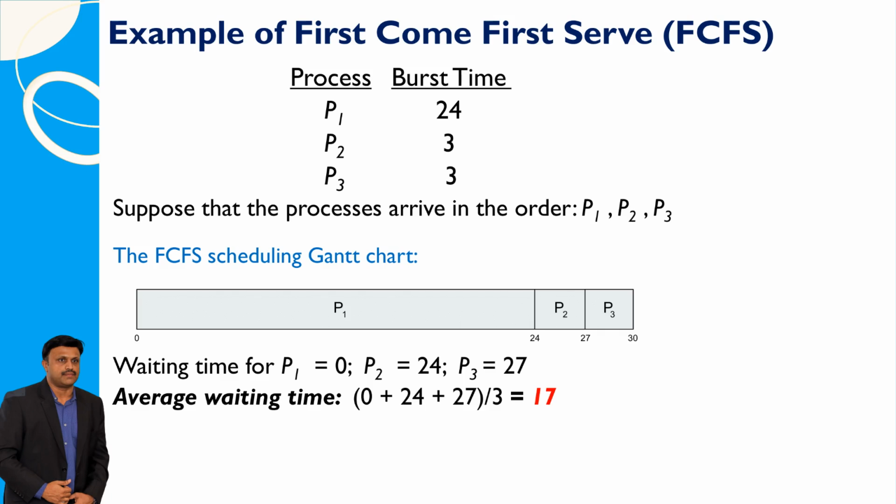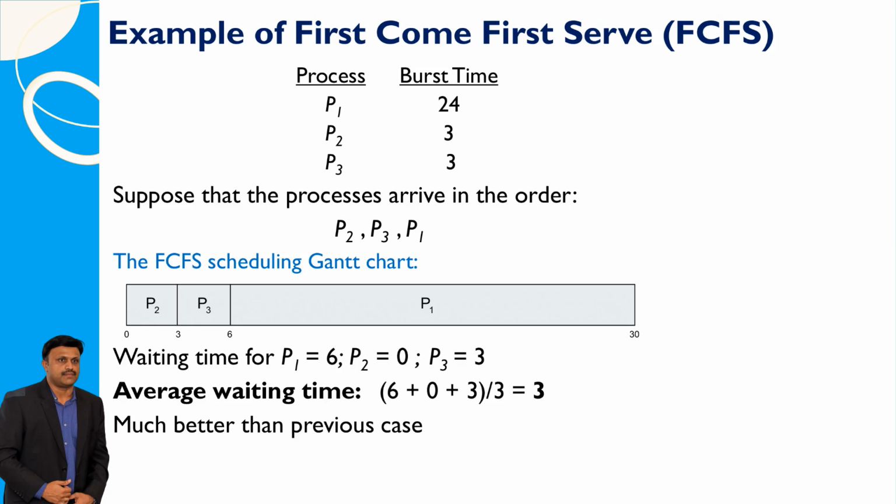In this example of first-come first-serve scheduling, there are three processes with respective burst times: P1, 24, P2, 3, and P3, 3. The processes arrive in the order P1, P2, P3. The FCFS scheduling Gantt chart shows the waiting times for each process. P1 waits for 0 units, P2 waits for 24 units, and P3 waits for 27 units. The average waiting time is calculated as 0 plus 24 plus 27, divided by 3, equals 17 units.